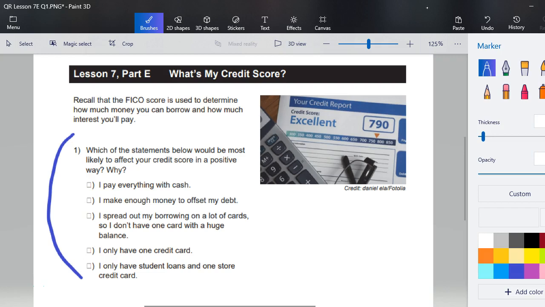Question one, which of the statements below would be most likely to affect your credit score in a positive way? Just like normal, if you haven't already paused and answered this question and even looked through the objectives and the rest of the questions, this is a great time to hit pause and do that. And then when you go to answer question one, even talk to people around you, your kids, family members, roommates, and find out what they think on which of the statements would be most likely to affect your credit score in a positive way. Hit pause, answer something on question one, and I'll see you back at the objectives.